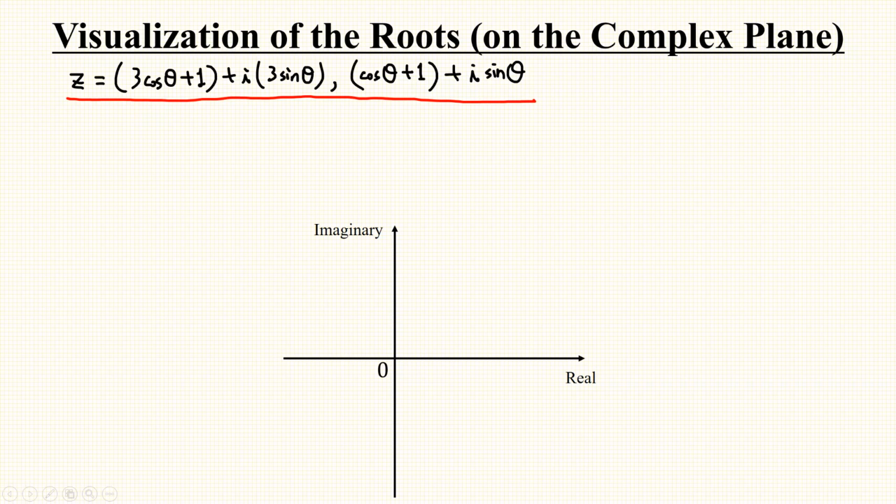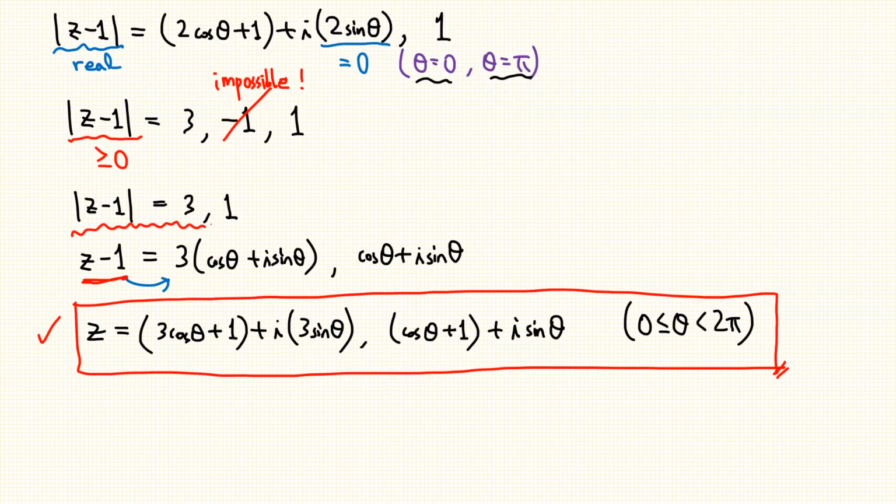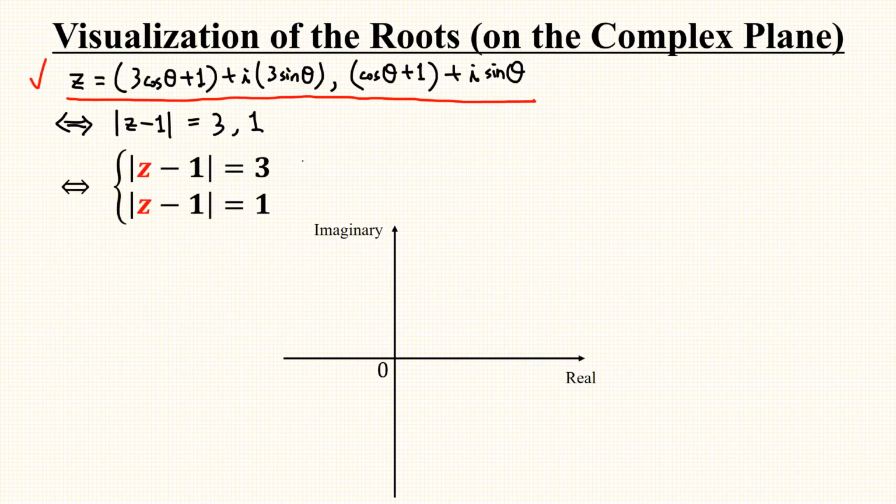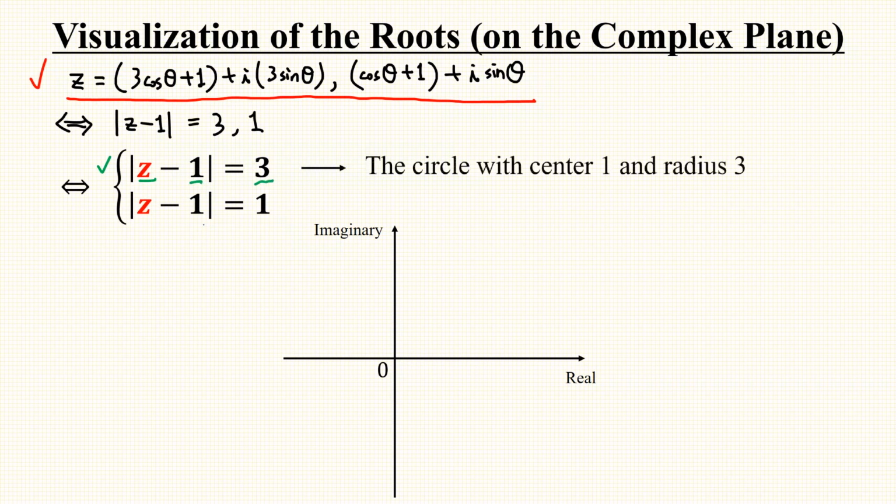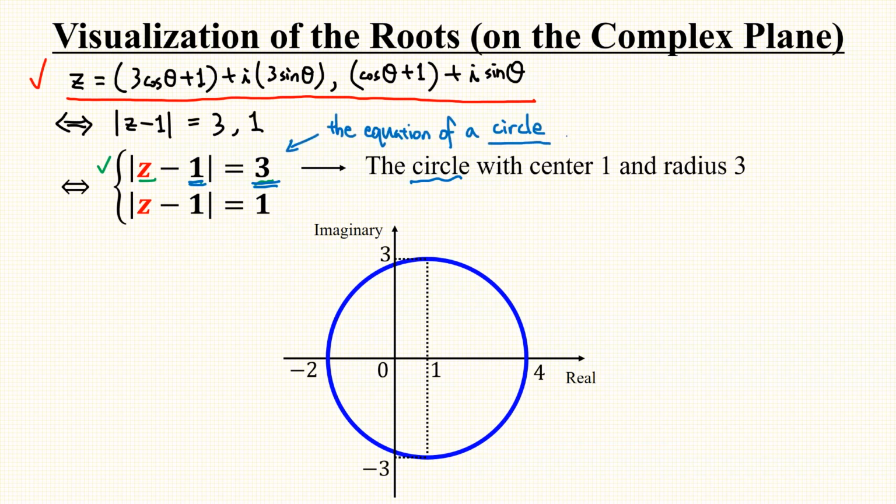Now, let's actually visualize these solutions on a complex plane. So we have this expression, but the best starting point is here. Absolute value of z minus 1 equals 3 or 1. And we can write down like this. Now let us take a look at this first equation. This means that on the complex plane, the distance between the 2 points z and 1 is equal to 3. And that means that the complex numbers z satisfying this equation are on the circle with center 1 and radius 3, like this. So this equation is basically the equation of this blue circle on the complex plane.